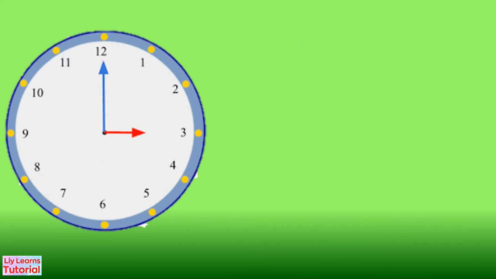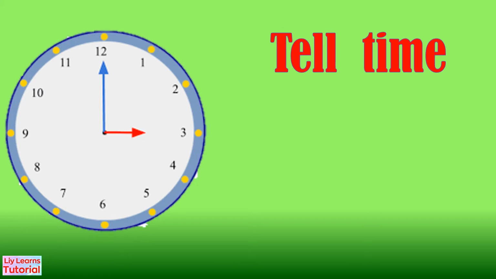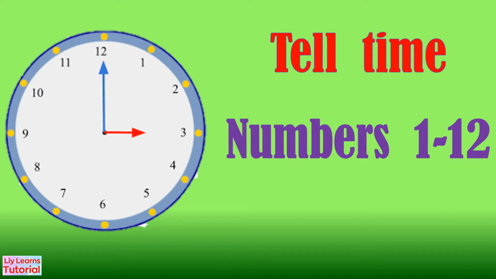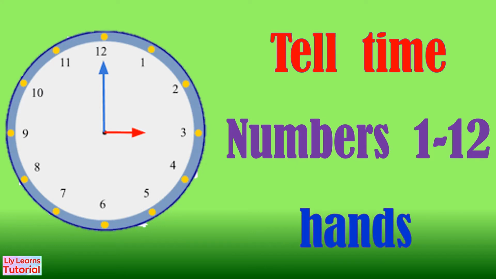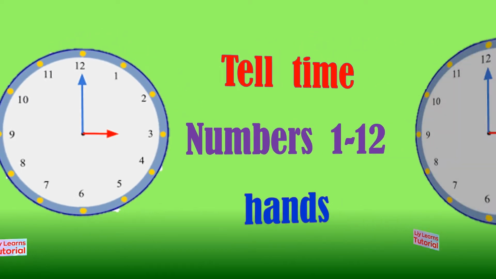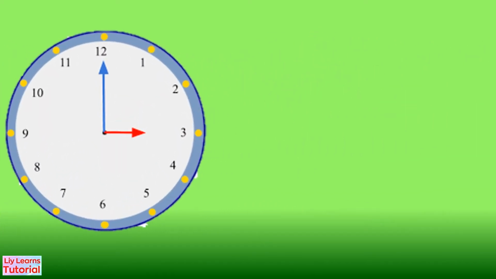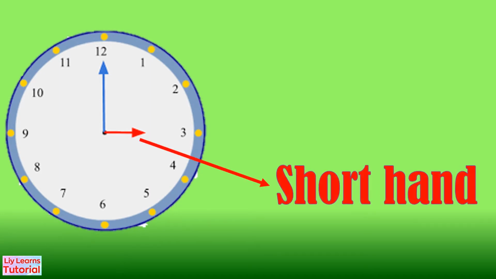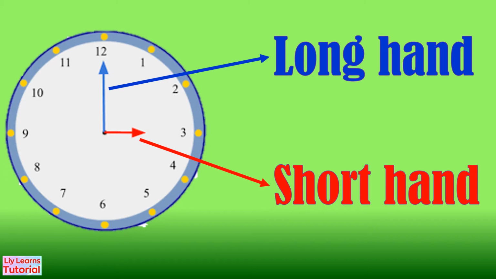This is a clock. We use the clock to measure and indicate time. There are numbers written around it from 1 until 12. Its hands are pointing at specific numbers. The size of its hands are different. There's a short hand and a long hand.